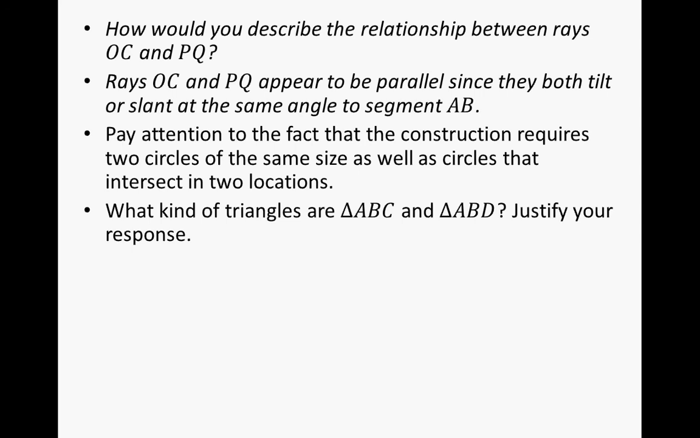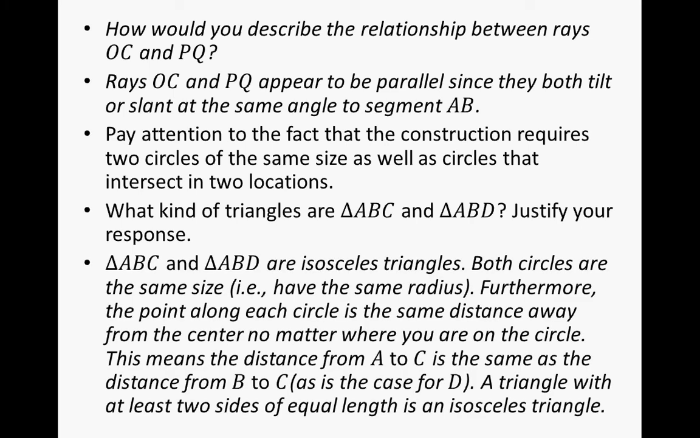So what kind of triangles are triangle ABC and ABD? Justify your response. Well, triangle ABC and triangle ABD are isosceles triangles. Both circles are the same size, i.e. they have the same radius, and furthermore, the point along each circle is the same distance away from the center, no matter where you are on the circle. This means that the distance from A to C is the same as the distance from B to C, as is the case for D. A triangle with at least two sides of equal length is an isosceles triangle.